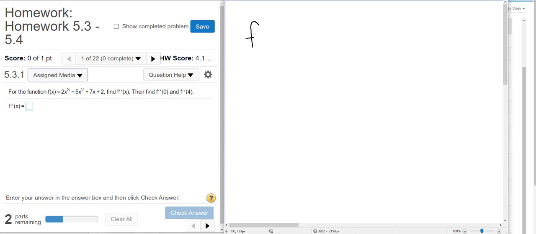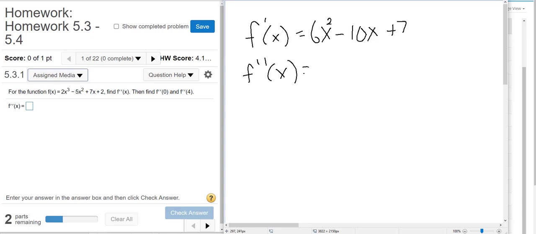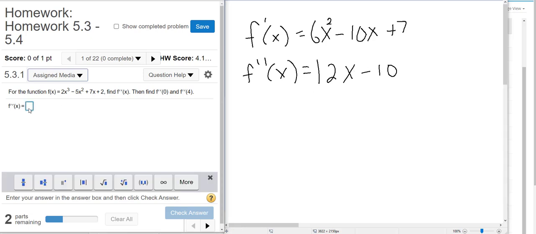So f prime of x would be 6x squared minus 10x plus 7. f double prime of x would be 12x minus 10. So the second derivative of the function is 12x minus 10.